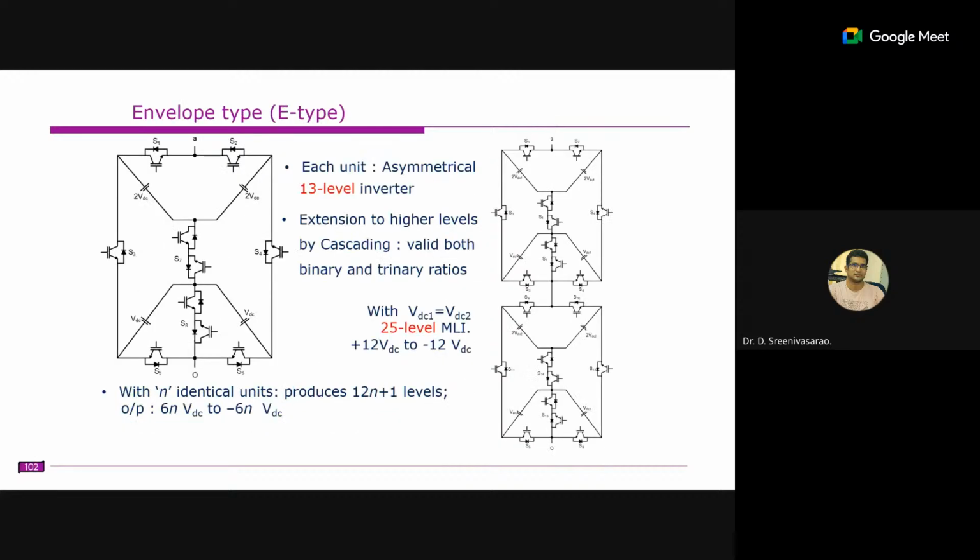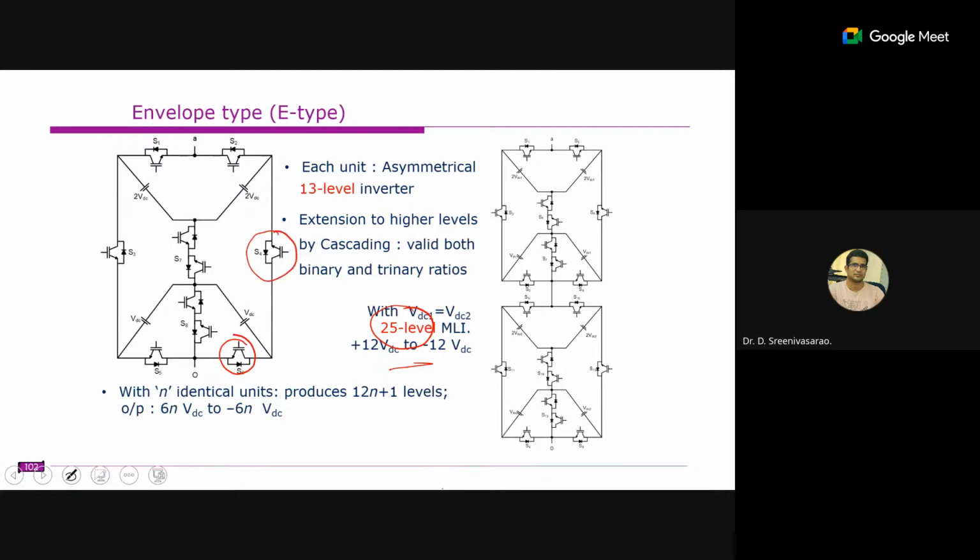So this is another invention topology. With this, they are claiming that it is producing 25 levels. But there are a lot of drawbacks. The switches are fewer, but there are so many drawbacks, like these switches withstanding different voltages. These switches are rated at some voltage, and those switches are rated at some other voltage.